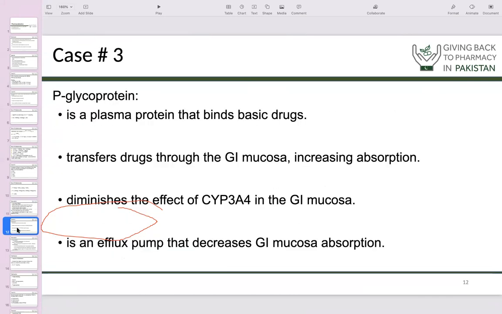They are also protein bound. Almost all of the drugs are protein bound, and albumin is the most common binding protein of all the drugs. So the drug which is freely available, in the unbound state, is available for the therapeutic action. And P-glycoprotein is also a pump which binds basic drugs, and it is also responsible for binding of the drugs. So, what about P-glycoprotein? It is a plasma protein that binds basic drugs, and it transfers the drug through the GI mucosa, increasing absorption.